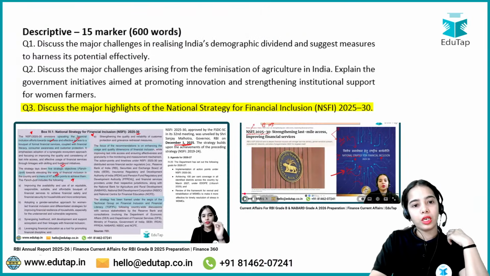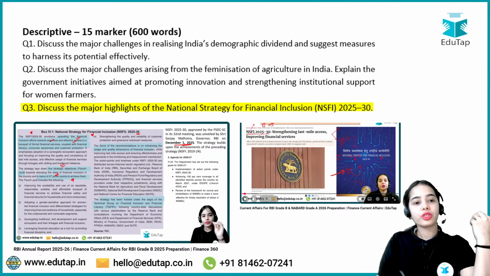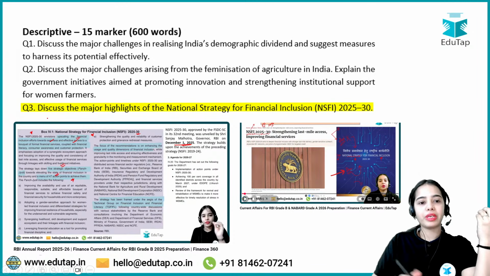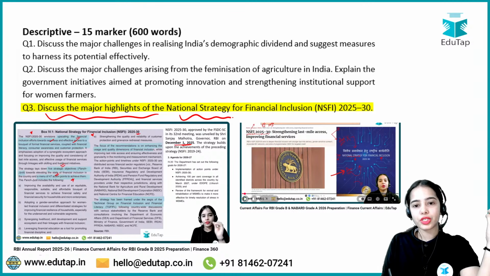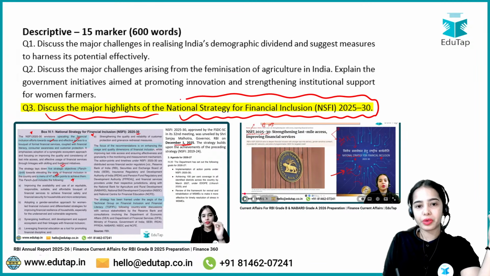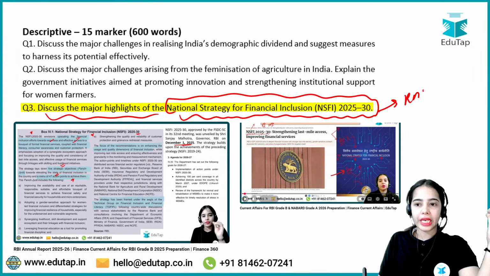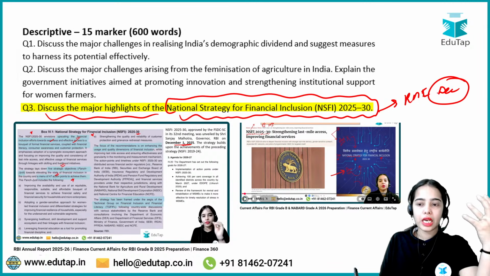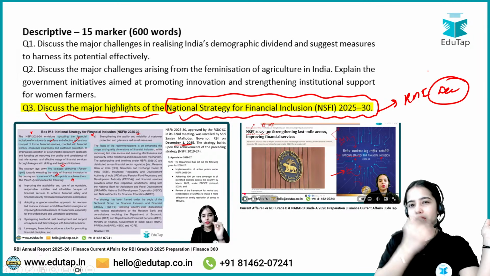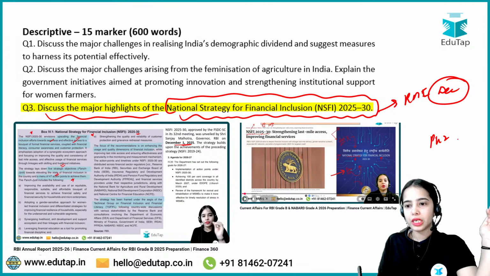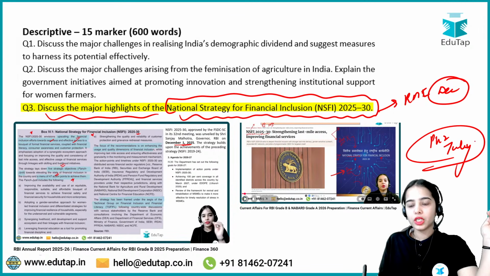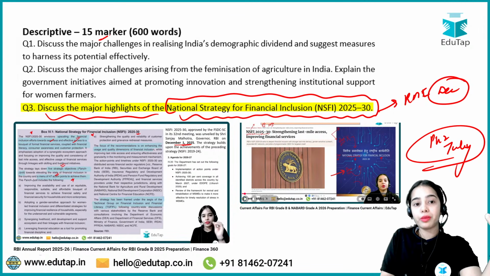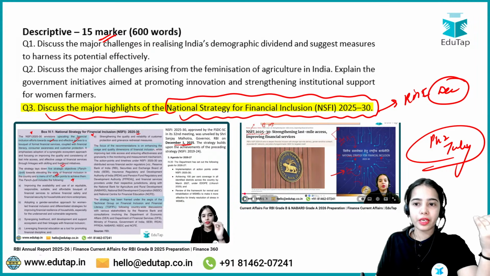Coming to the descriptive question. There was a descriptive question in the ESI segment that discussed the major highlights of the National Strategy for Financial Inclusion 2025-26. This was released by the RBI in December, about 6 months before phase 2, which happened in July. But the descriptive question of 15 marks came from the RBI report of December.